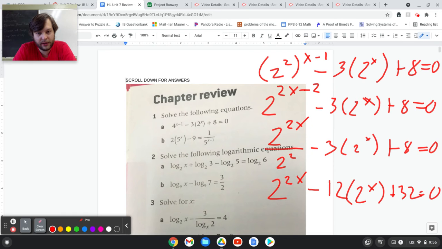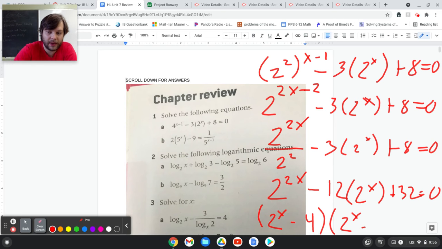So we're trying to factor this or use the quadratic formula. When I look at 32, I think of 8 times 4, and 8 and 4 add up to 12. So you can factor this down to 2 to the x minus 4, 2 to the x minus 8. And that's almost there now because 4 times 8 is 32, and 4 plus 8 makes 12.